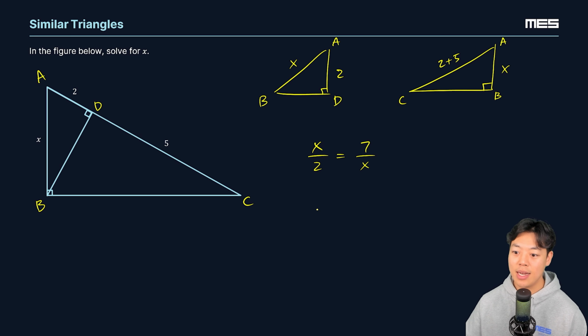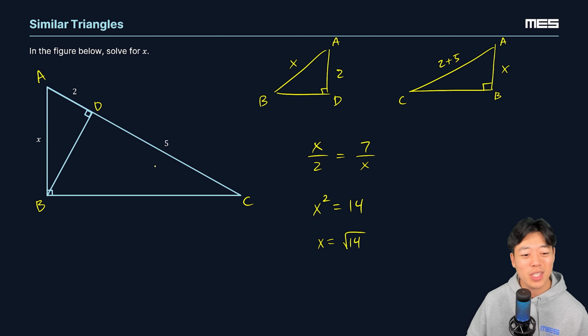All right, let's go ahead and cross multiply. X squared will equal 14. X will be positive or negative square root of 14. But since we're talking about distances here, it cannot be negative. So x equals radical 14 is our answer to this problem.